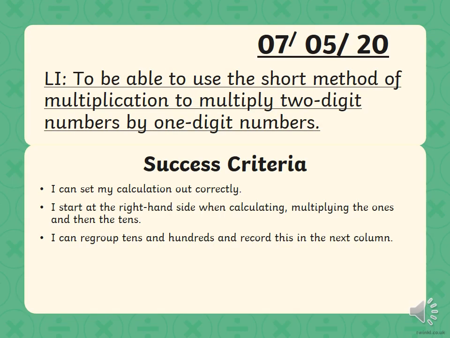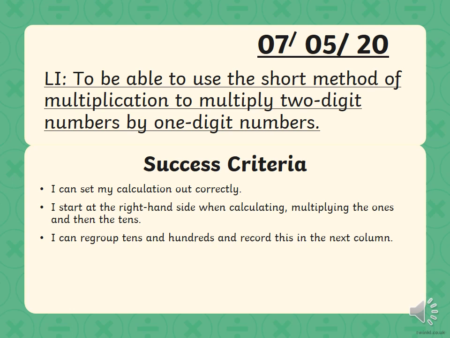Okay, so what I want you guys to do is write the short date at the top right hand corner, and underneath it, just like we do in our maths book, write down the learning intention, which is to be able to use the short method of multiplication to multiply 2-digit numbers by 1-digit numbers. Okay, so you might know other ways, but today we'll try the short method in order to help us with multiplications. Okay, so by the end of the lesson you should be able to set out your calculations correctly.